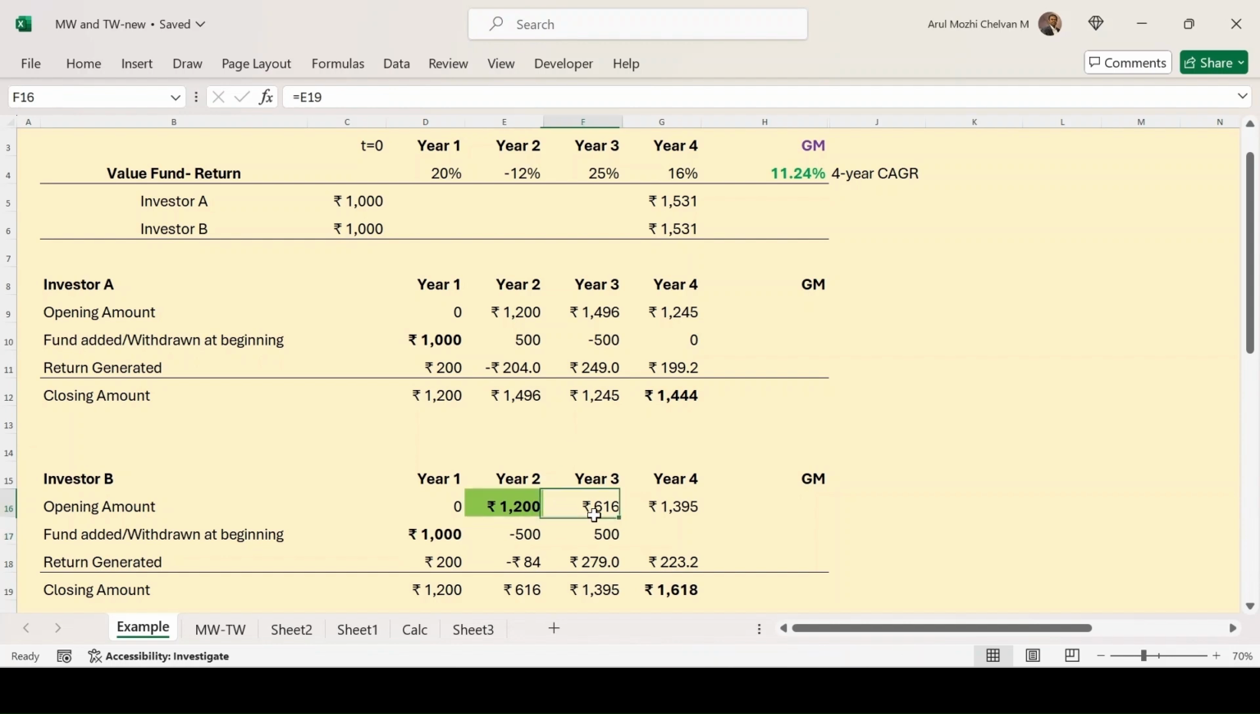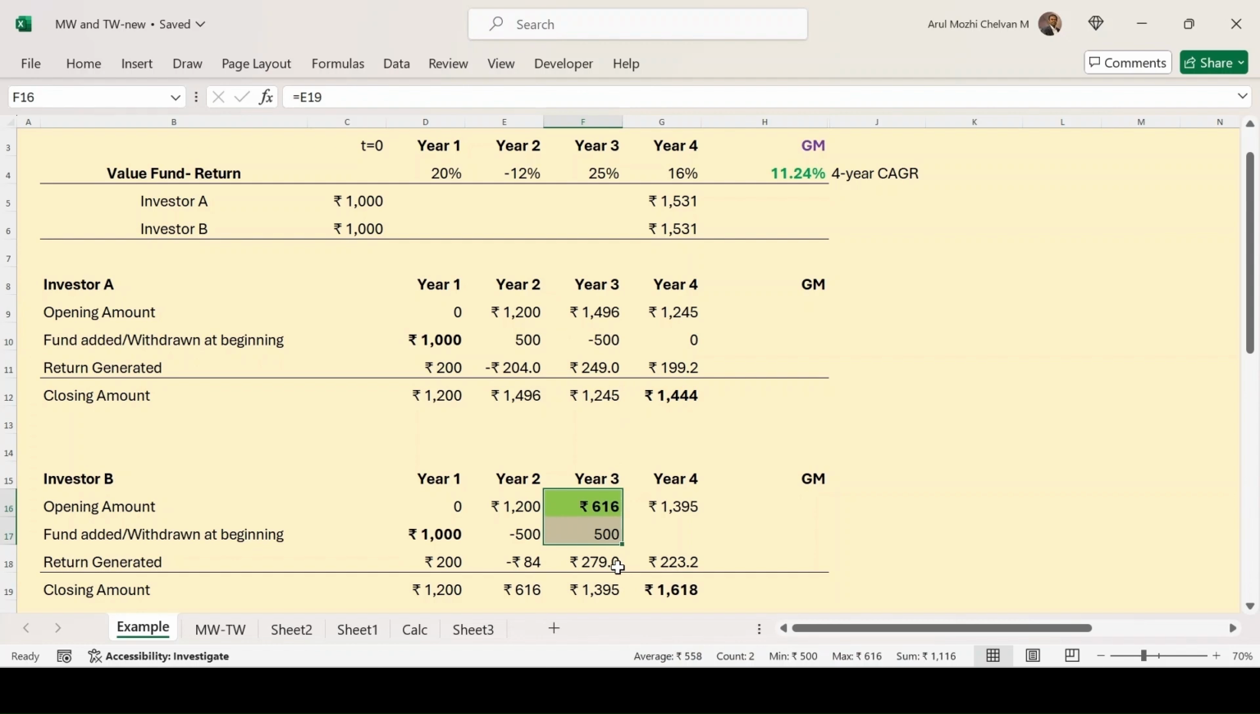In the third year, investor A withdraws rupees 500 while investor B adds rupees 500 during a period of positive fund return, that is 25%. Consequently, investor A realizes a gain of 249 rupees only on his total capital of 996. Conversely, investor B gained rupees 279 on his total capital of 1116.